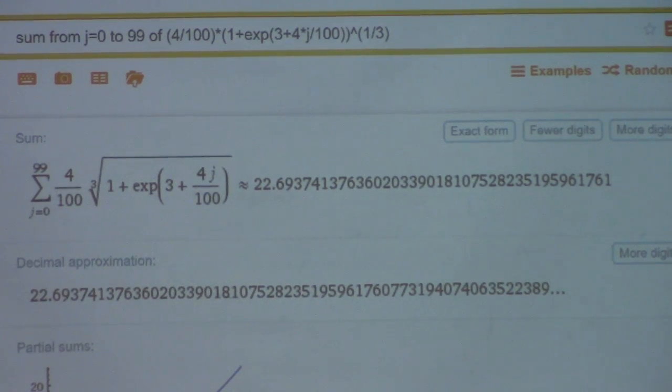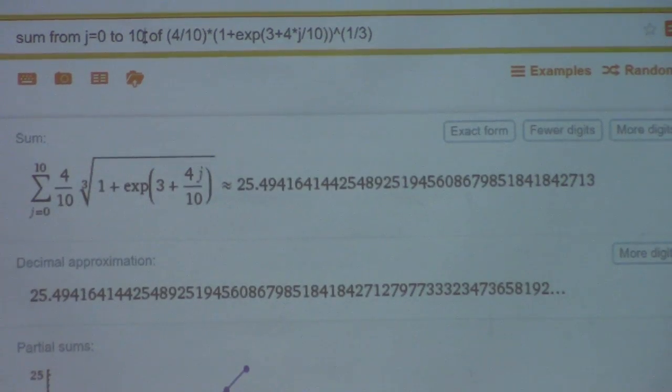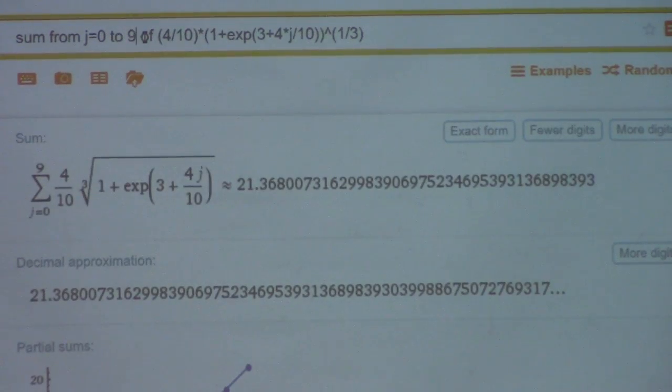Yeah, let's see here. What if we just did, say, 10? Left endpoint rule with 10. I have to take my ends and replace them with 10 instead of 100, right? Is that it? I think that's it. Oh, yeah, 10 is wrong. Thank you. Very good. So L10 is like 21.37, like I said.